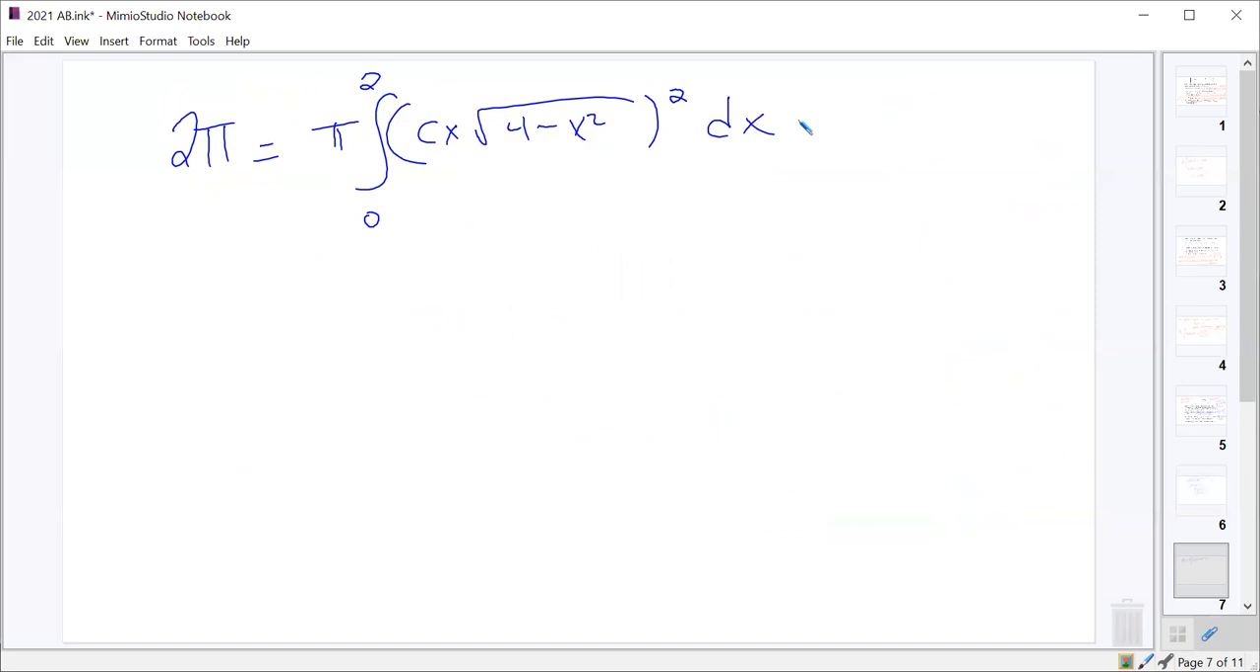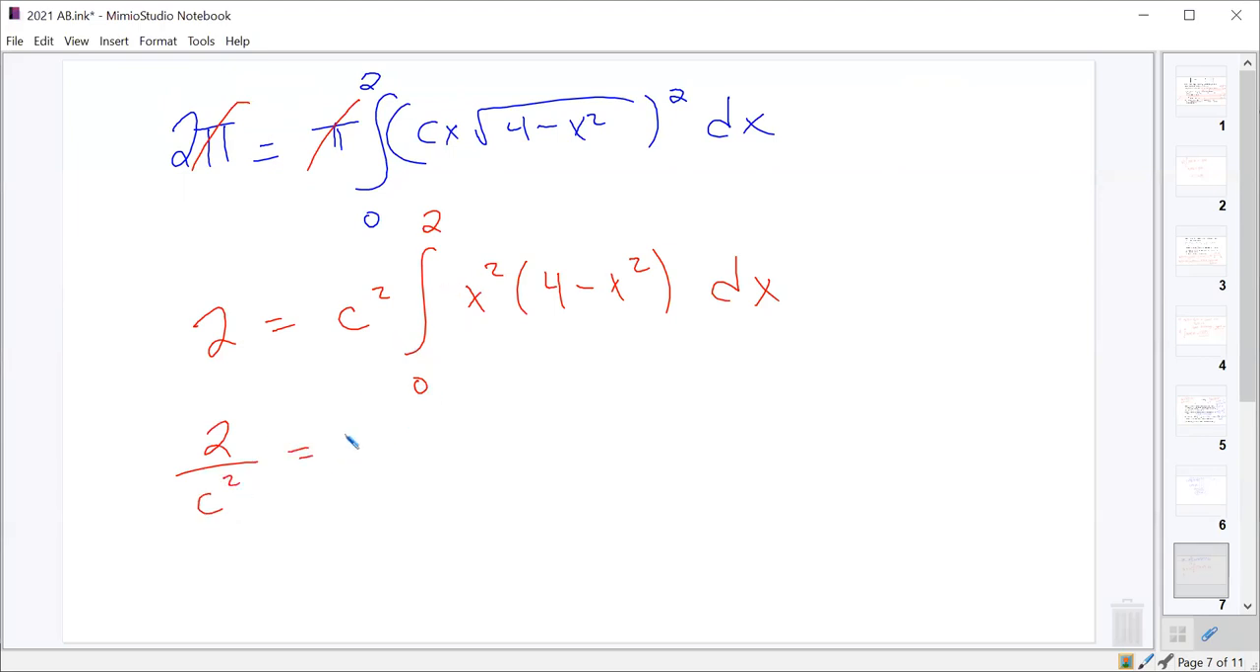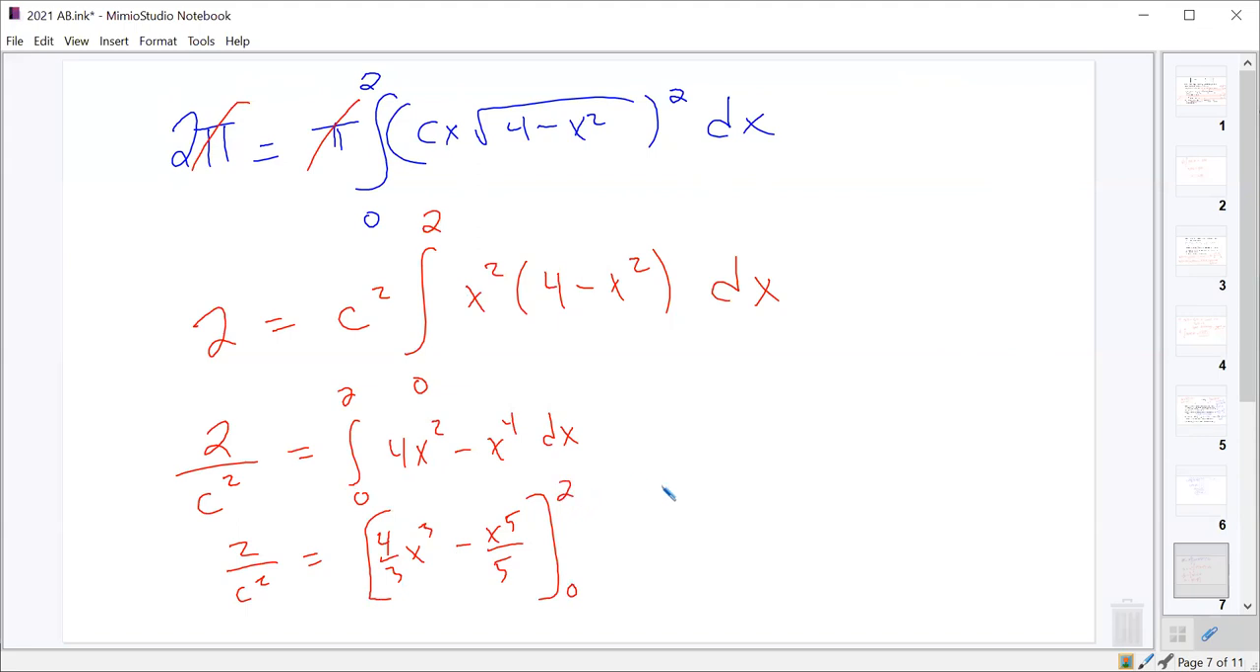So we just need to solve this thing for C, which means we'll cancel out the pi's first off, right? Because the pi's are going to go away. Then I'm going to have 2 equals C squared, which I'm going to put outside my integral, and I'm going to have x squared times 4 minus x squared. Everybody good with that? Any questions or issues? Then we'll have 2 over c squared equals the integral from 0 to 2 of 4x squared minus x to the 4th dx. What's the integral of 4x squared minus x to the 4th? That should be 4/3 x cubed minus x to the 5th over 5, from 0 to 2.